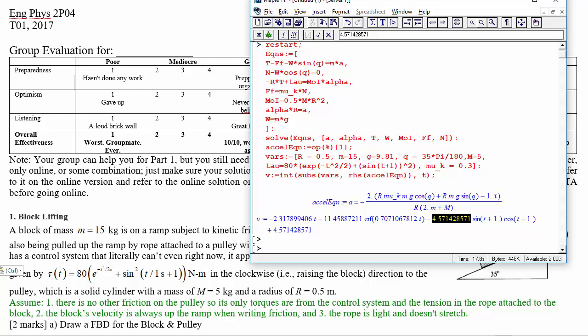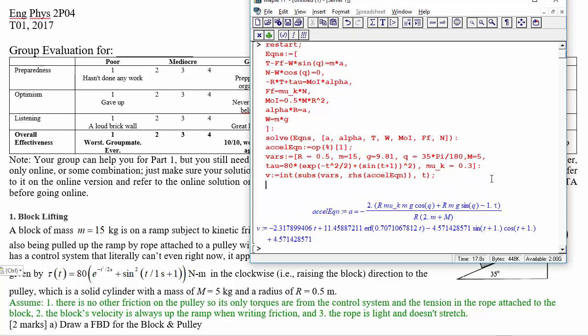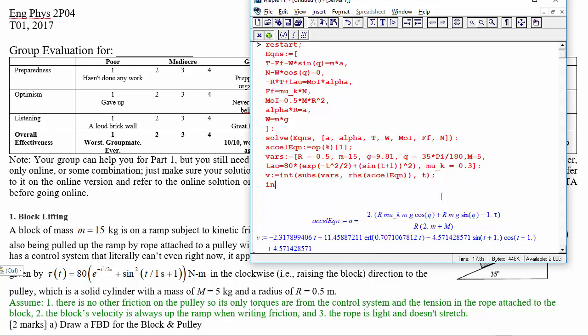The error function is something that just expresses the integral of e to the negative or positive t squared. So it's a defined thing numerically, but we can't really write out a closed form expression of it without making a new function. It's not expressible in terms of functions that you know already besides the error function. So we can plot that. Plot v from t is 0 to 5.